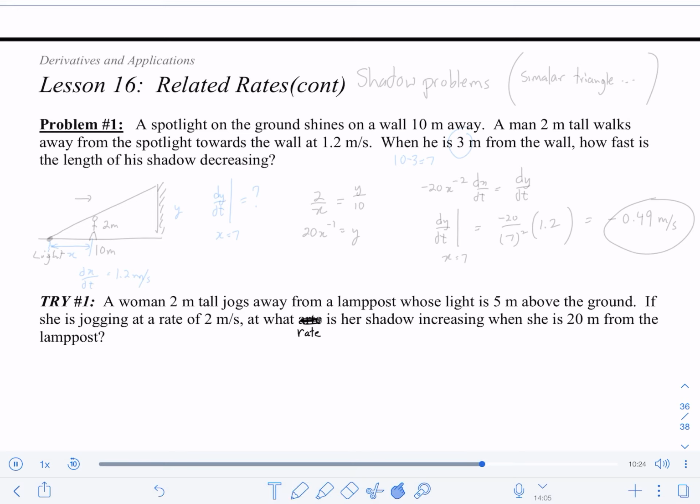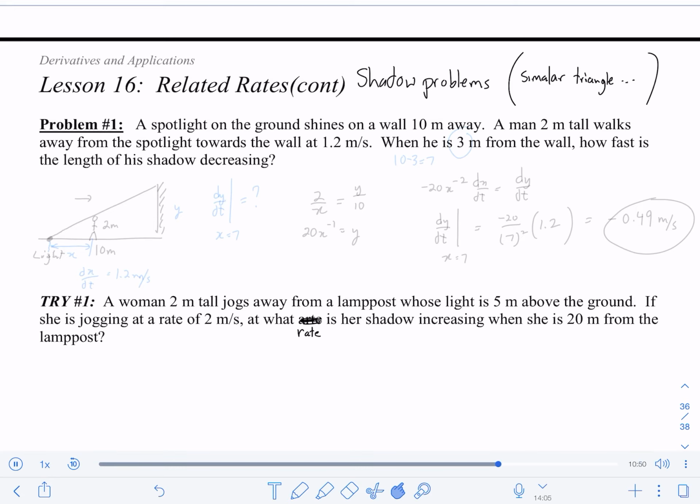Okay, another round of related rates questions. Sometimes these are referred to as shadow problems. But you're going to see that these are similar triangle problems. Okay, so like always, we need to have a good picture.